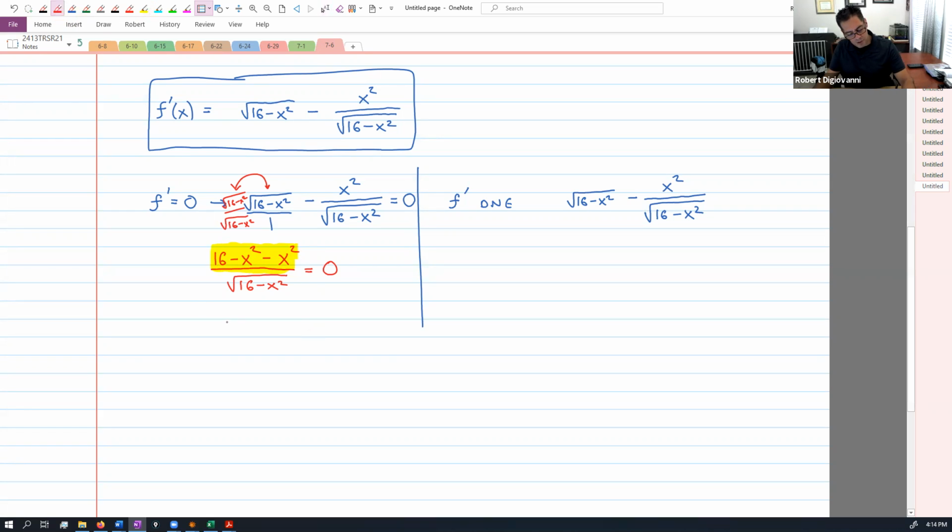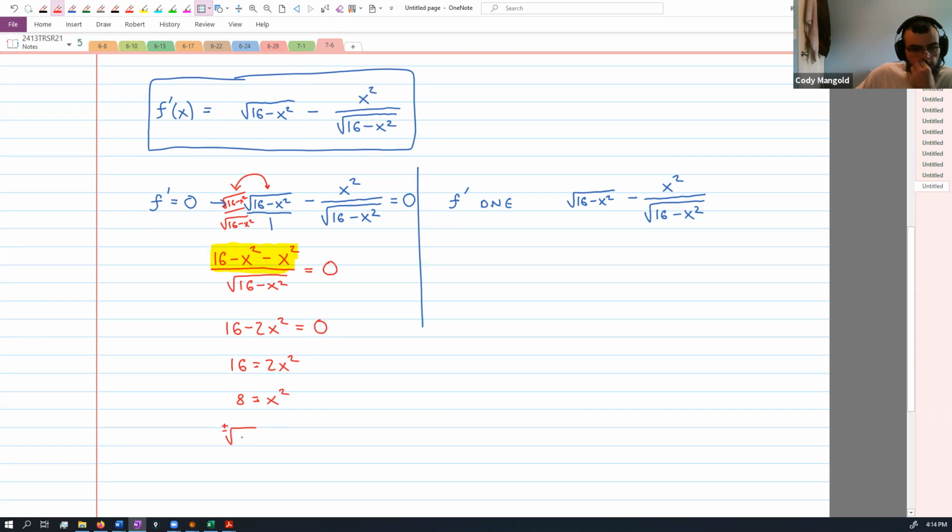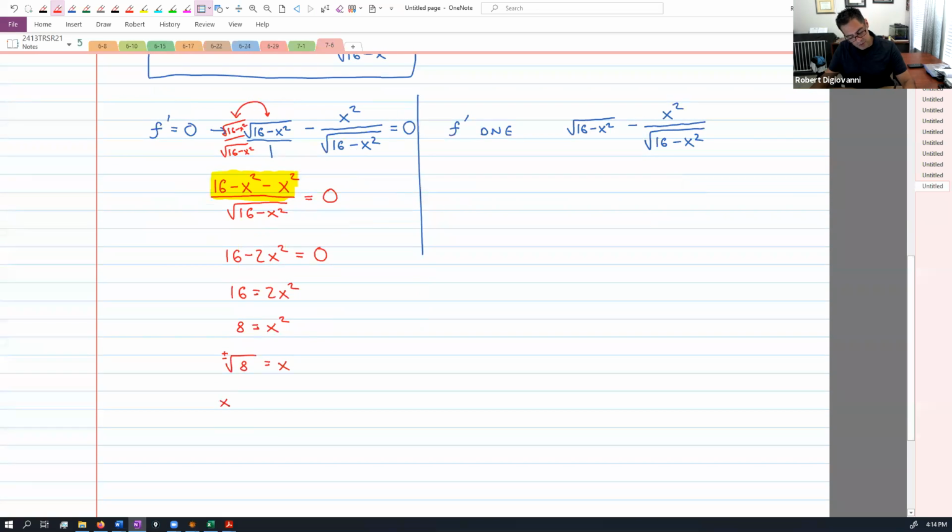So the top is actually 16 minus 2x squared. I want to know when that's 0. And now I'm just going to move things around. 16 equals 2x squared. Divide both sides by 2. I'm going to take the square root. So plus or minus root 8 equals x. So I have two answers here, root 8 and negative root 8.